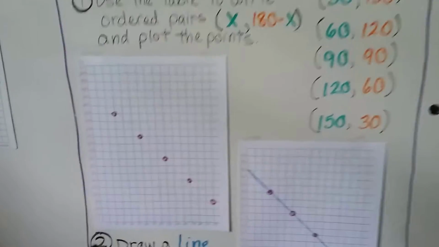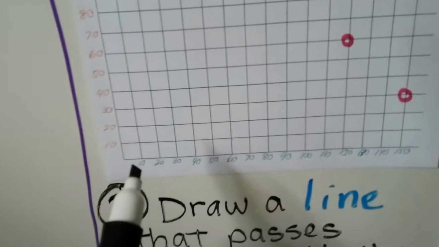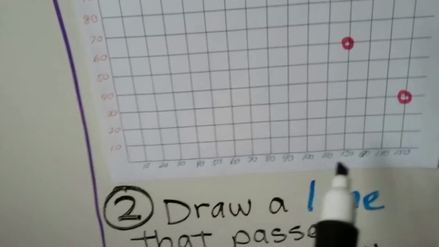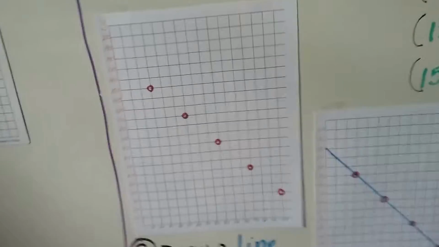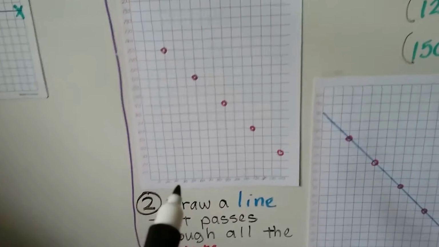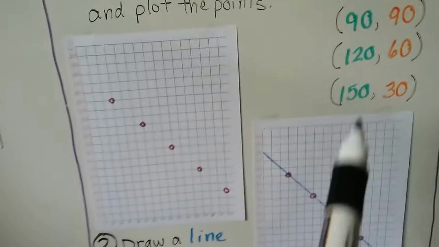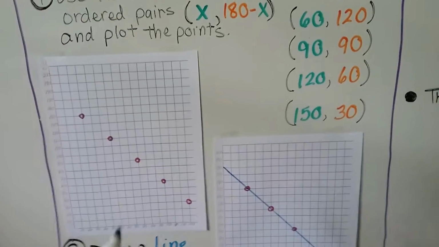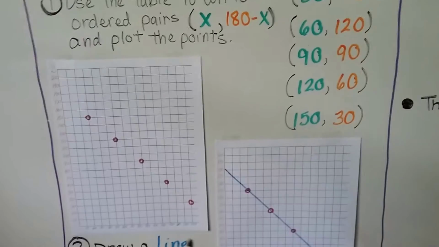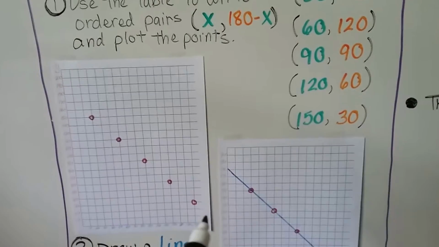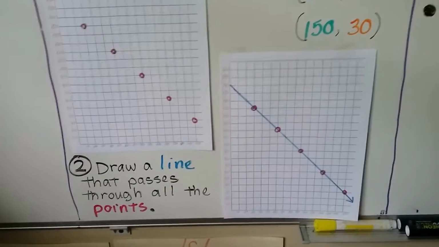We've got our graph here, and along the bottom for the x-axis, we've got it going by tens, 10, 20, 30, 40, 50, and same thing coming up for the y-axis. See? So we can plot 30, 150. Here's 30. Here's 150. We've got one point. We've got 60 and 120, that's right here. We've got 90, 90, that's right here. 120, 60, that's right here. And 150, 30, that's right here. We draw a line that passes through all the points.